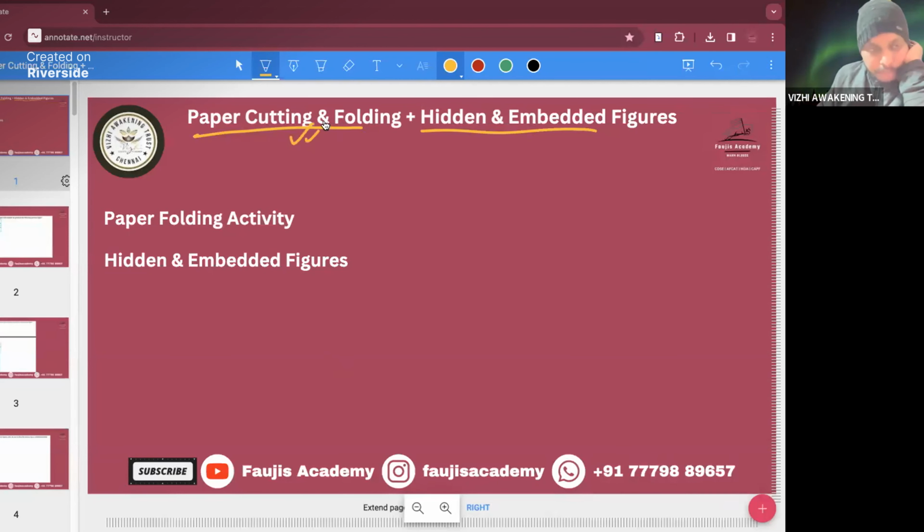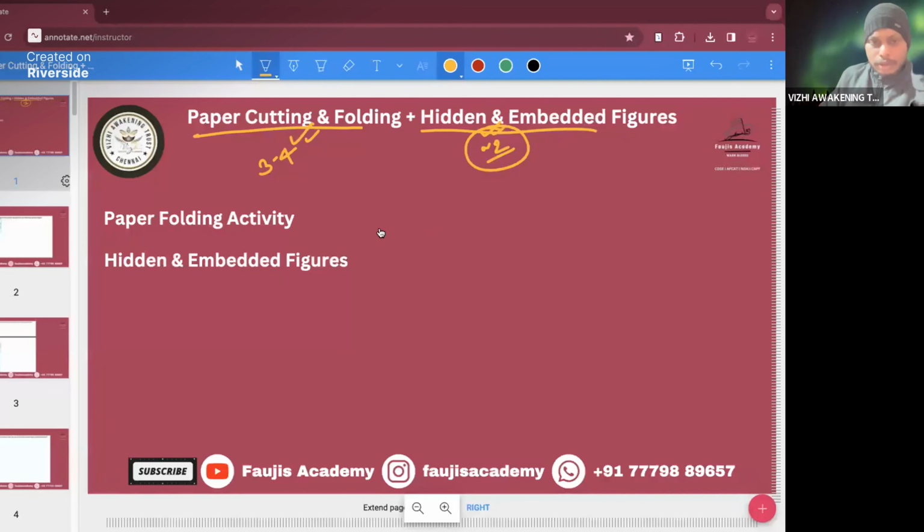Paper cutting and folding are still prevalent with AFCAT. Hidden and embedded figures are still prevalent too. But you will have more questions from here, close to 3 to 4 questions from here, or any 1 to 2 questions. In old AFCAT sessions, 5 or 6 years ago, we used to have more prevalence of hidden and embedded figures.